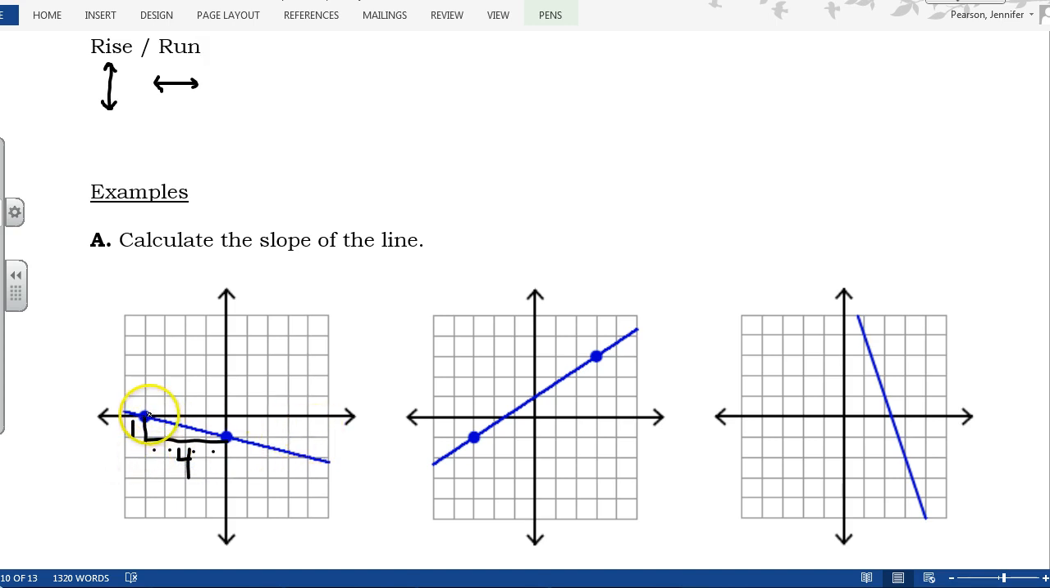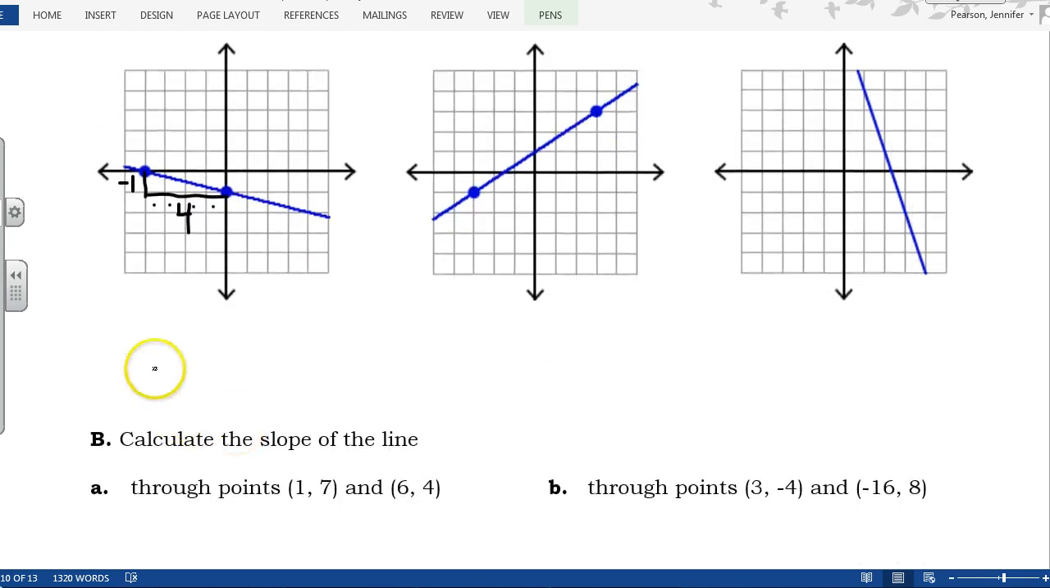One thing I do need to point out is in this slope triangle I'm going down 1, so that would be a -1, and then I'm going in the positive direction 4, so I'll leave that positive 4. So the slope in this case would be -1 over 4, and I can leave that as a fraction or change it to a decimal, and I would just divide -1 divided by 4, and I get -0.25.